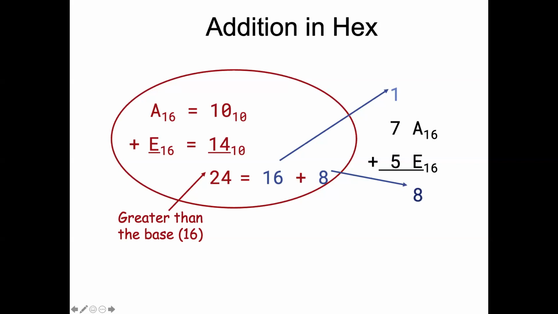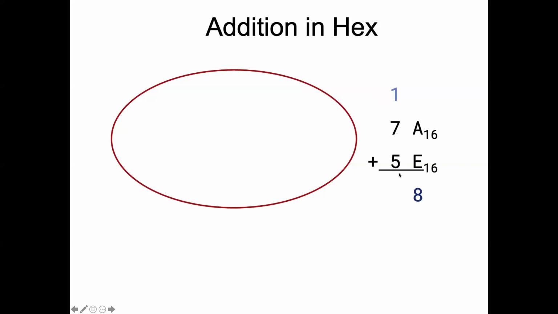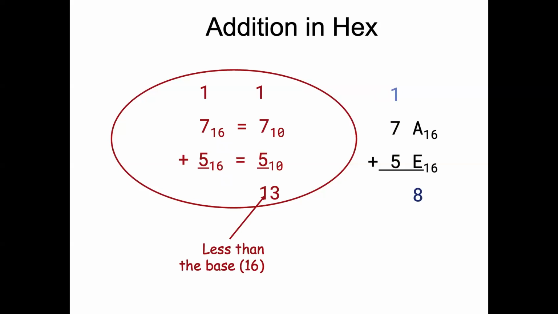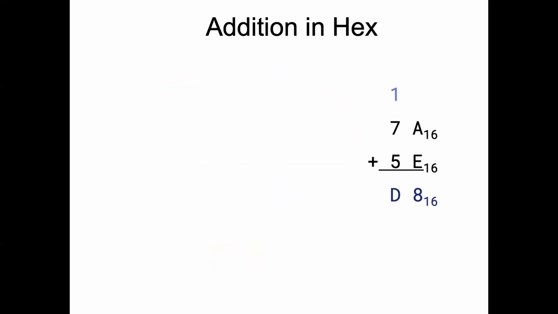Well, then I could work in the next column. So I've got a carry of 1 plus 7 plus 5. Here it's kind of easy for me. 7 in hexadecimal is the same as 7 in base 10. 5 in hexadecimal is just another name for 5 in base 10. So 5 plus 7 plus a carry of 1 gives me 13. Well, 13 is less than my base, so I don't have to worry about carrying or subtracting off 16. And in hexadecimal, D is what I write down for 13. So 7A plus 5E is equal to D8 in hexadecimal.